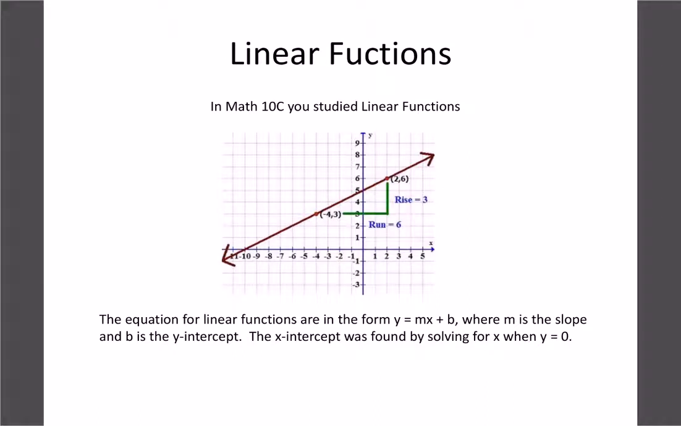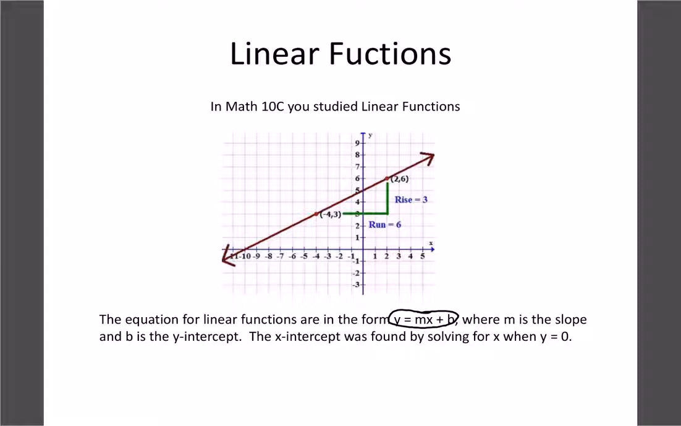If you recall from grade 10, you guys studied linear functions. So a linear function was a straight line. That was an equation that looked like y equals mx plus b. So remember, m was our slope and b was the y-intercept. And then we could figure out x and y-intercepts by plugging in zeros.